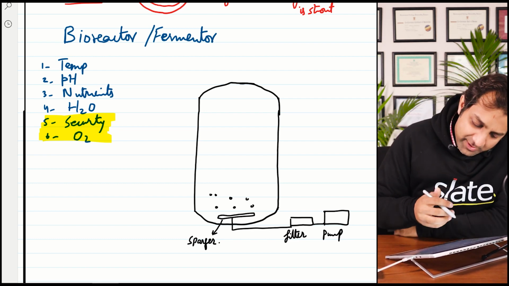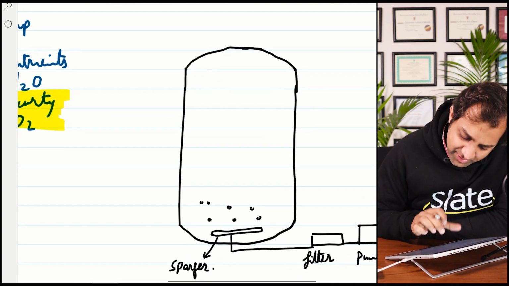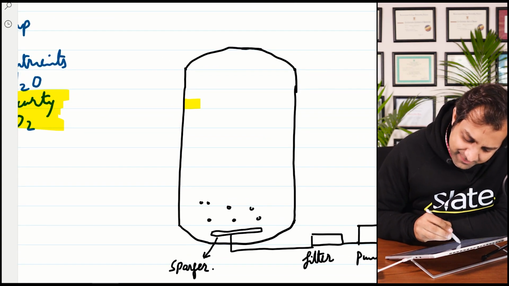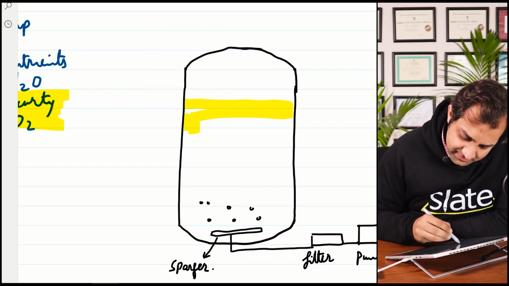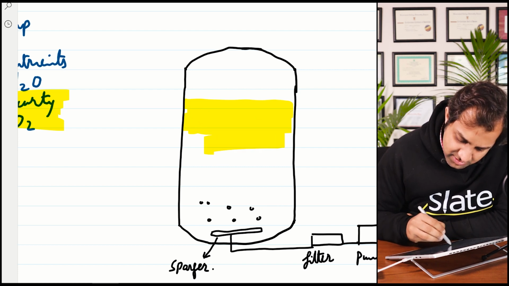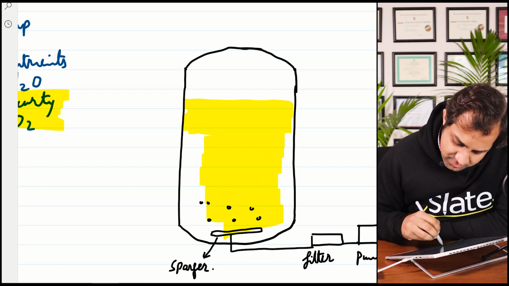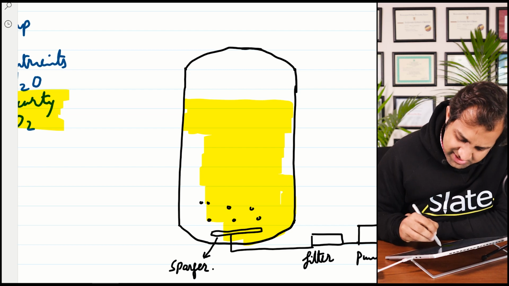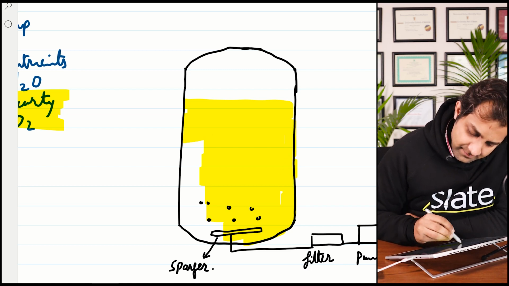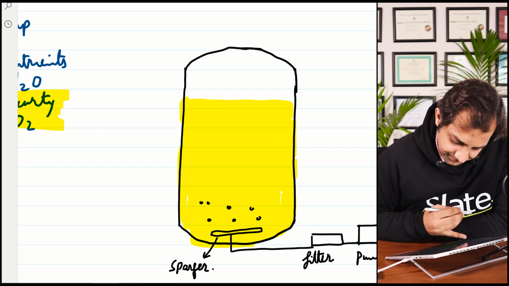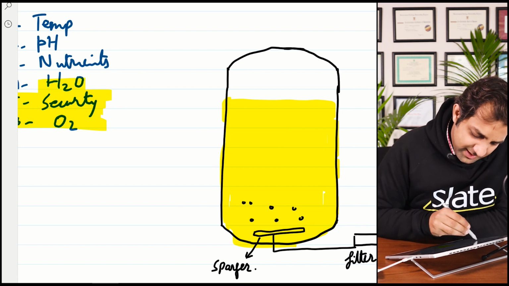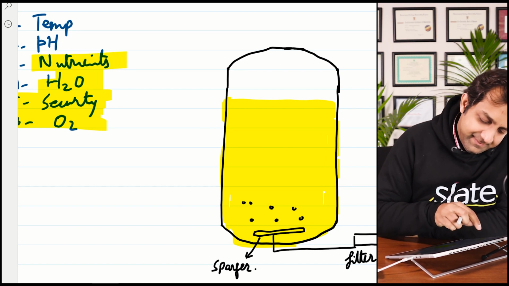Then, we need water and nutrients. Now, what we do is we fill up this fermenter with these bacteria and nutrients and water. Definitely, everything is dissolved in water here. So, it's quite easy to understand. So, water and nutrients. Nutrients are dissolved inside.